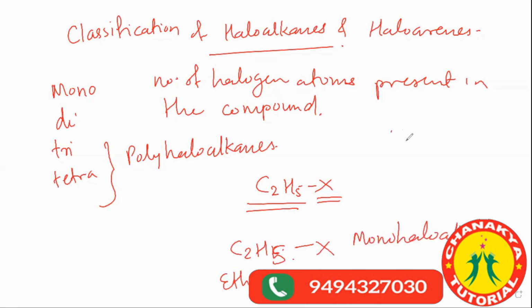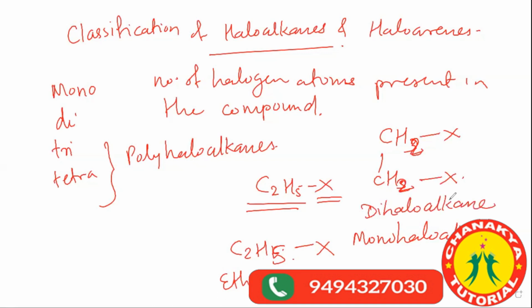Similarly, this is also ethane. From here, if I remove one hydrogen and attach one halogen, and here I have removed one hydrogen and attached one halogen, how many halogen groups would be present on the ethane? 2. So it will be a dihaloalkane. Got it? Now with the propane member also you can attach 3 halogens. That would be a trihaloalkane. Can you draw that structure?